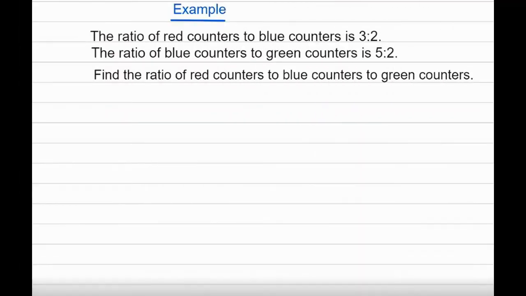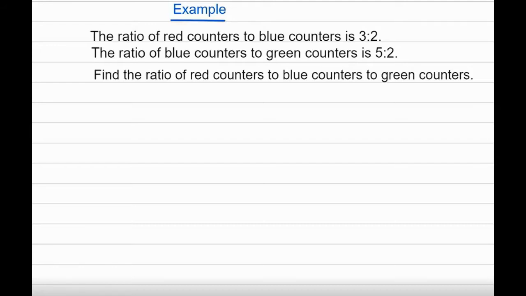I'm going to show you how to work out some harder ratio problems. So in this example, it says that the ratio of red counters to blue counters is 3:2. The ratio of blue counters to green counters is 5:2. Find the ratio of red counters to blue counters to green counters.